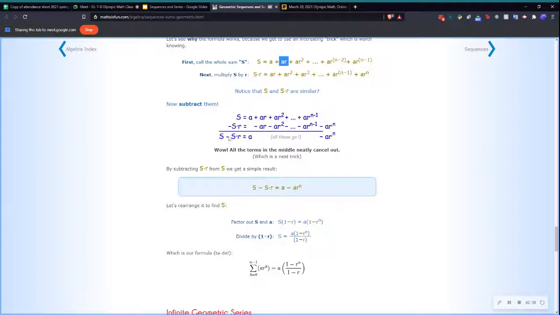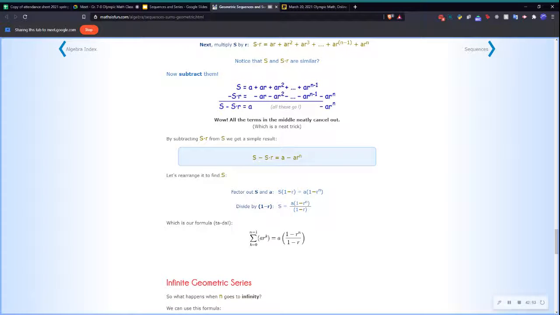And now we just want S by itself. So here we just use the distributive property. This is what we have left. And here we just factor out S, and we also factor out a from these terms. And then once you factor out S, so this is S times 1 minus r, now you just divide by 1 minus r to get S by itself. And this is the final equation. S is equal to a times 1 minus r to exponent n divided by 1 minus r. Yeah, these two are the same formula.